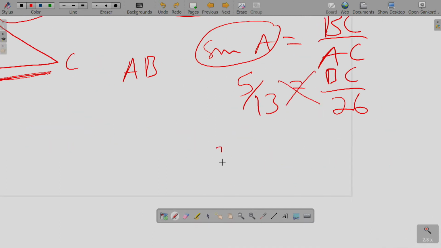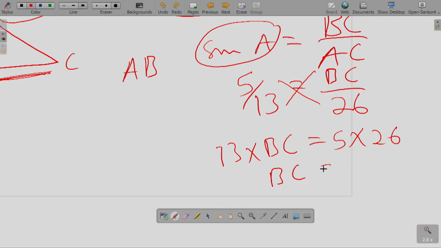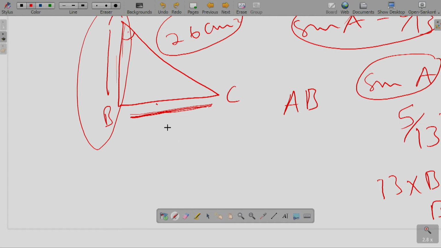Now let's find the length BC. Let's cross multiply here, you get 13 times BC is equal to 5 times 26. So BC is equal to 5 times 26 over 13. Here we get 10 centimeter. So from our figure here, BC is 10 centimeter.